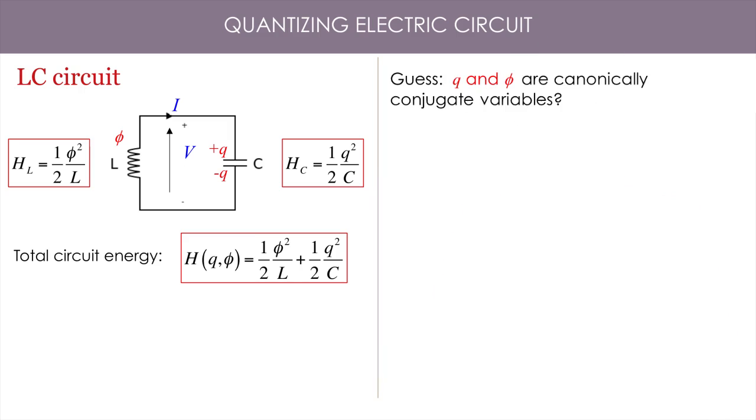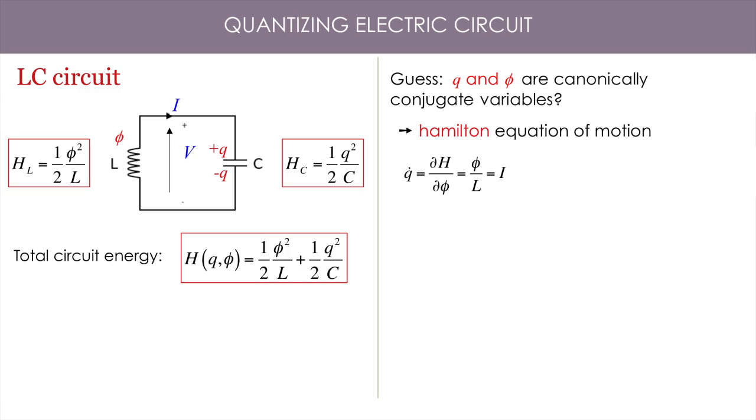We will now check that Q and phi are canonically conjugate variables. For that purpose, we apply the simple recipe presented in the lesson. Given the Hamiltonian on the left, let us write the Hamilton equations of motion. By deriving H with respect to phi, one gets Q dot equals phi over L equals the current I. As we know that Q dot is equal to the current, one finds the usual equation linking the magnetic flux to the current in the inductor L.